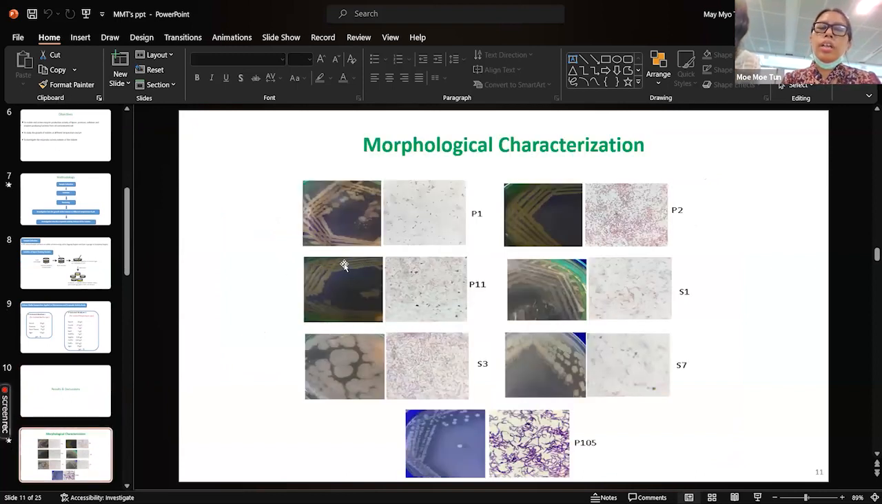And in this slide, we can see 7 strains of bacteria are isolated. After isolation of bacteria, I characterize their morphology. Among 7 strains, 6 strains are Bacillus species, and 1 strain is Streptomyces species.